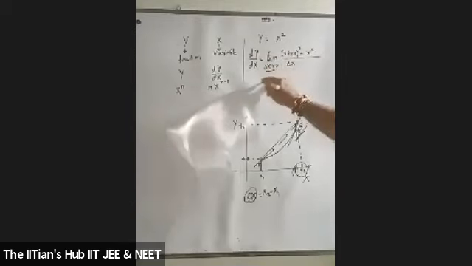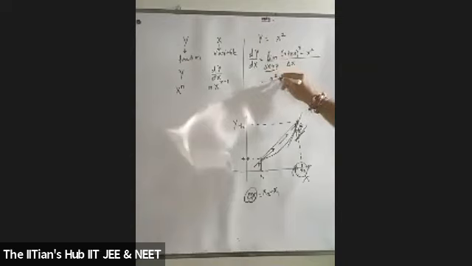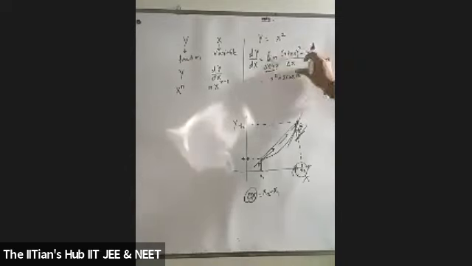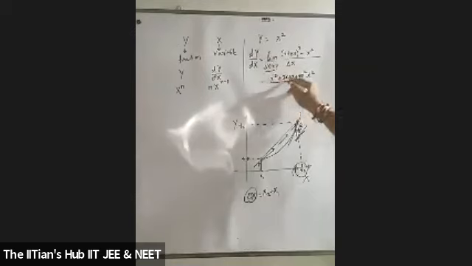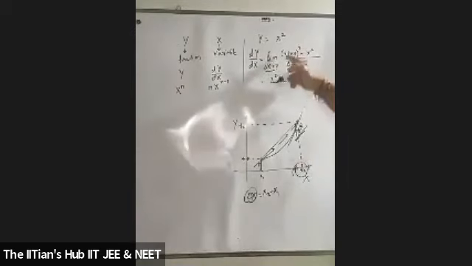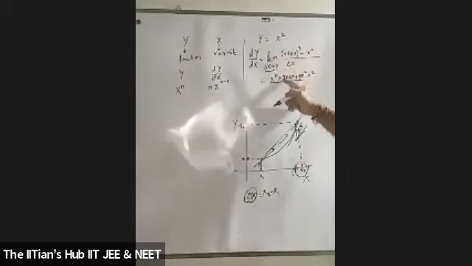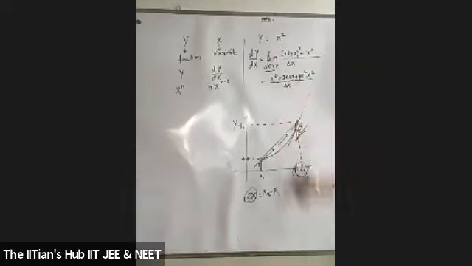Now solving this, what exactly will my answer be? The answer can be written as X square plus 2X into delta X plus (delta X) the whole square, minus X square. I'm using the (A plus B) the whole square formula: A square plus 2 into A into B plus the last term square, minus X square, upon delta X. Do we have any cancellations over here? Yes, minus X square plus X square will get cancelled.